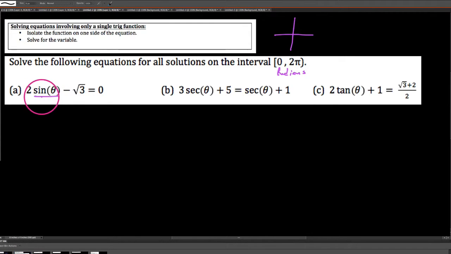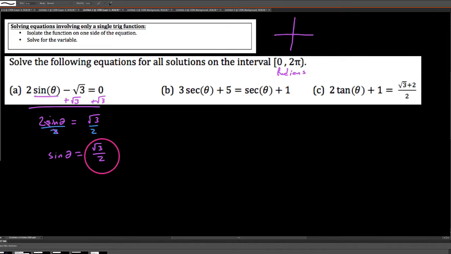Because we have a sine function here, we want to get it by itself. So the first thing we need to accomplish is we're just going to add root 3 to both sides. This is just an algebraic process that we're going through here. So we have root 3 here, and then essentially we'd have to divide both sides by 2. So what we end up with is this statement where the sine function is now isolated.